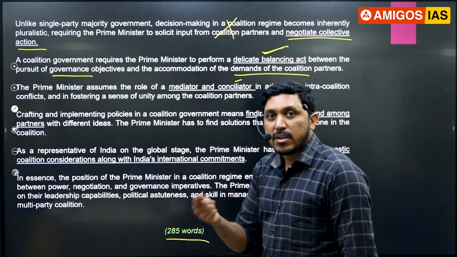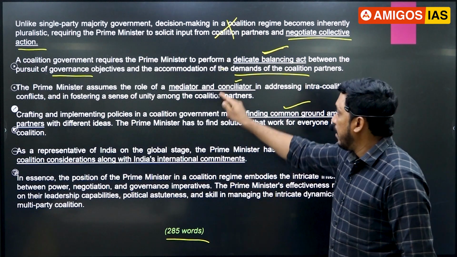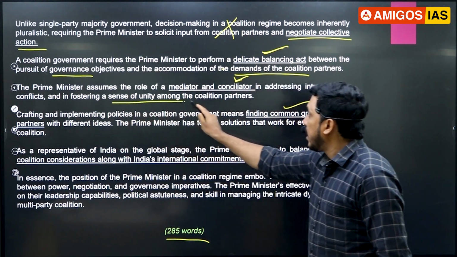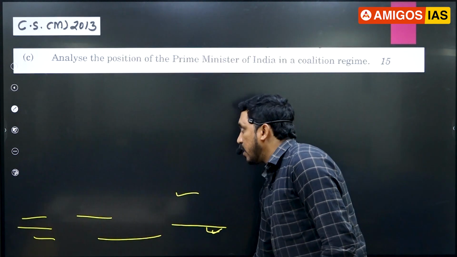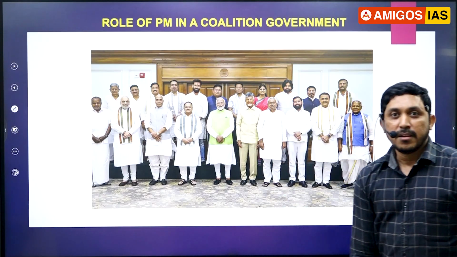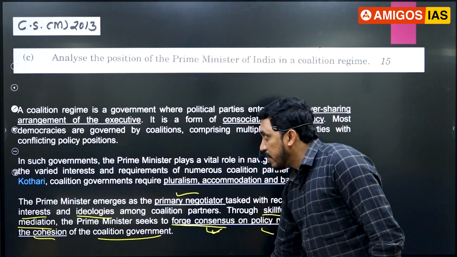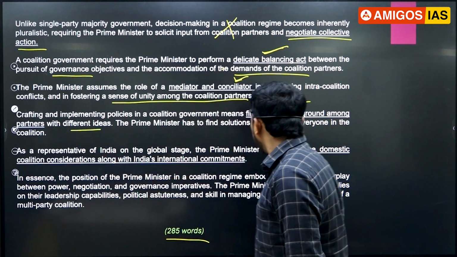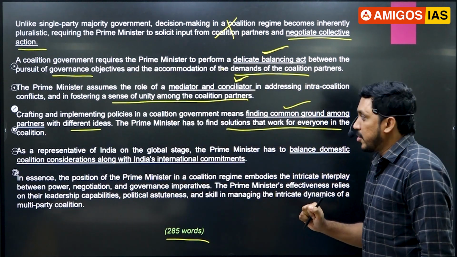Sometimes there could not be common ground between things, so he has to bring common ground also by mediating and by conciliation. He should try to make sure there is a sense of unity among all the partners, because as you can see in the picture also, there are so many coalition partners. So the PM has to make sure that there is some kind of consensus among these many partners. Okay, they have different ideas also. He should find solutions that work for everyone in the coalition.